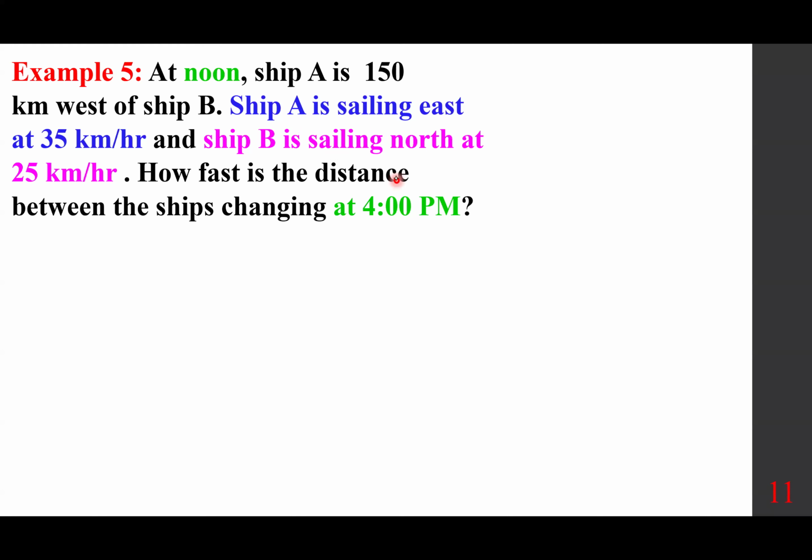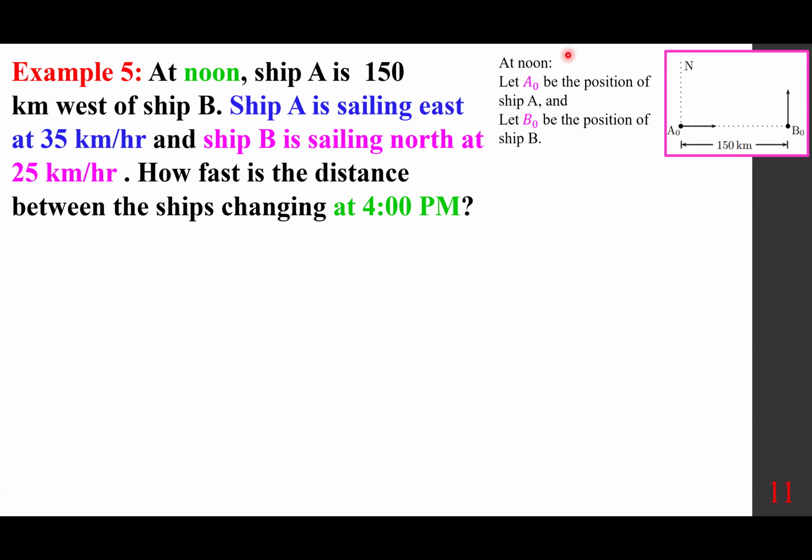Let's see what we need to do. At noon, we read it a couple of times and we go back. At noon, ship A is 150 kilometers west of ship B. So we have A, we have B, and the distance is whatever they mentioned here, 150 kilometers. So at noon, let A sub 0 be the position of ship A, B sub 0 be the position of ship B, and their distance is how much? 150 kilometers. Again, you have to draw the setting to have an understanding as to what's happening.